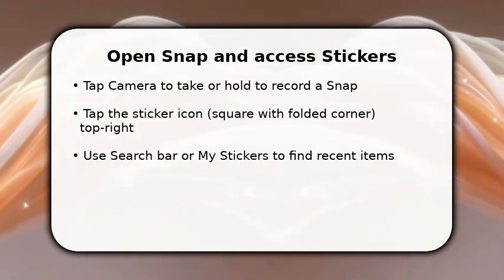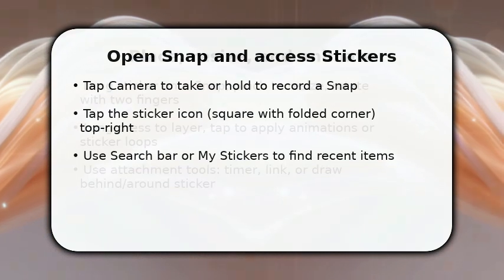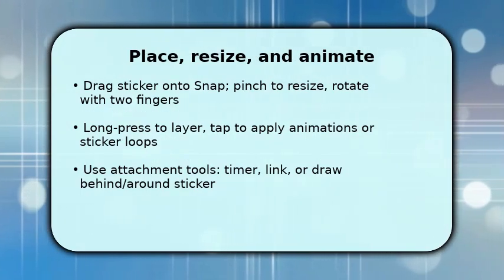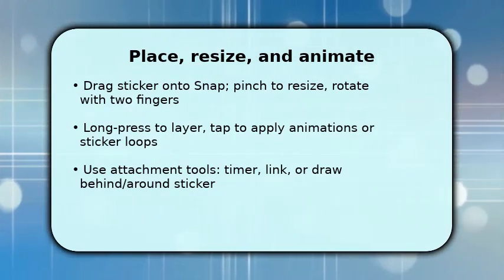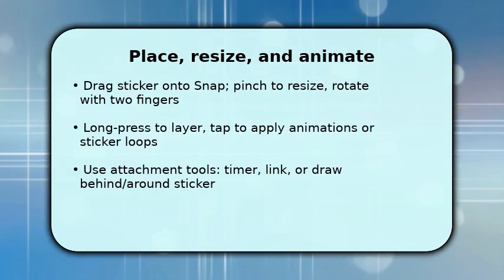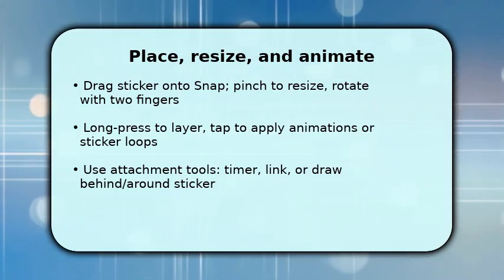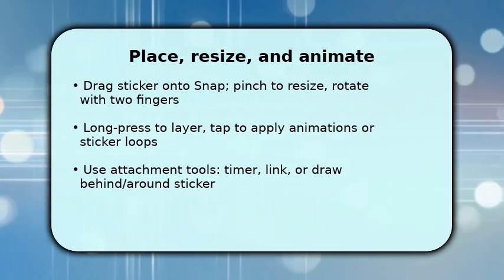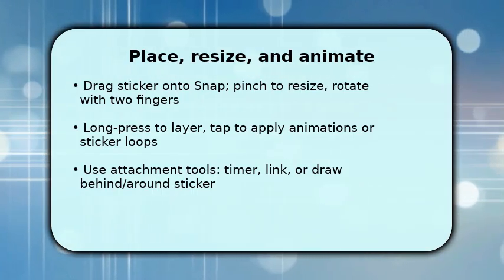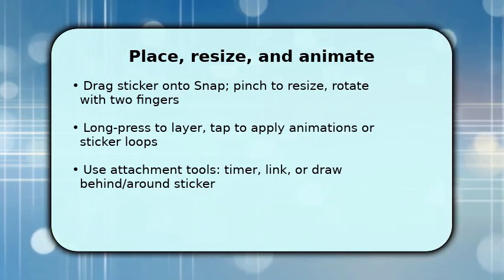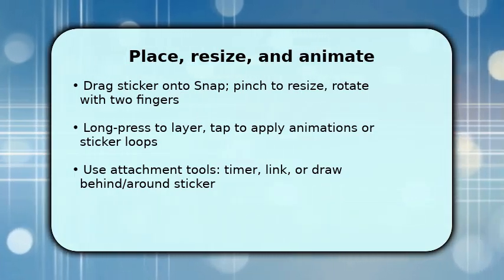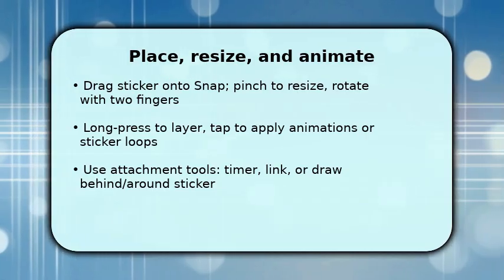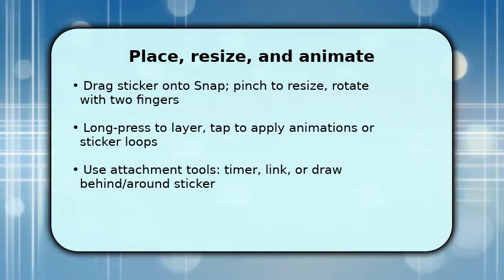You now position stickers to enhance your message. Drag a sticker onto the snap, then pinch with 2 fingers to resize and rotate it until it fits the frame. Once placed, long press to lock and layer stickers, and tap certain stickers to trigger built-in animations or looping GIF behavior. Make sure to explore attachment options like adding a link or timer, and use the Draw tool to integrate the sticker visually. This makes your sticker feel intentional.